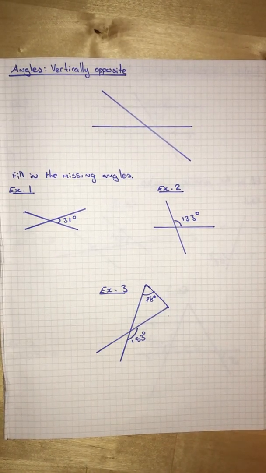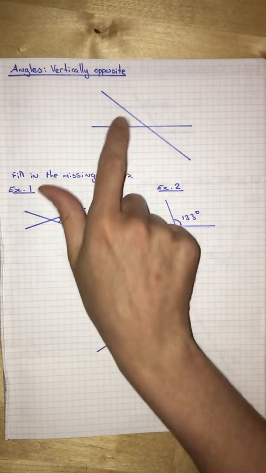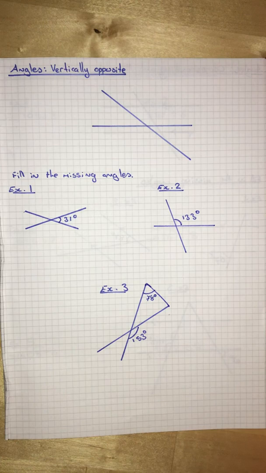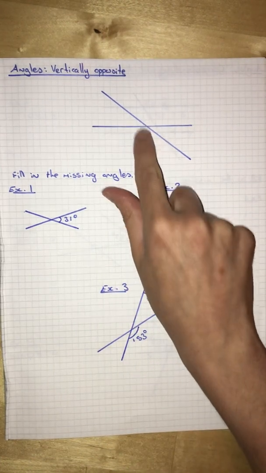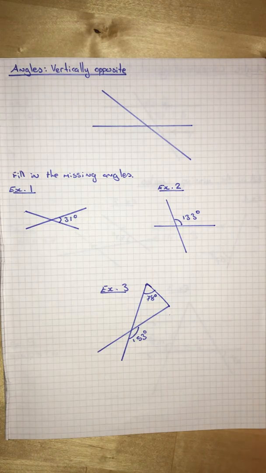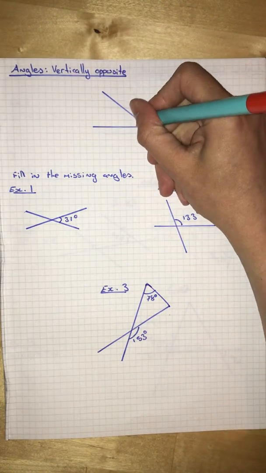In this video, we're going to learn about angles when they're vertically opposite. So as you can see here, I've got two lines and they're intersecting at this point. And when you've got angles in this way, so we've got four angles, one here, one here, one here, and one here, there's a rule about them. If they are vertically opposite, they are the same.